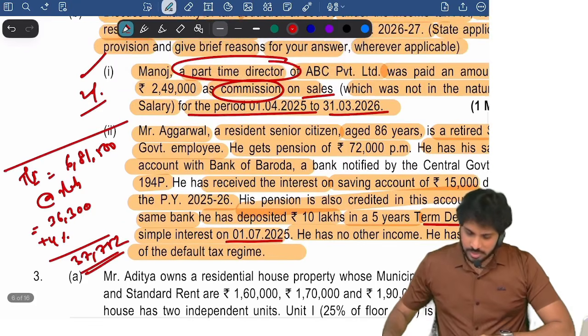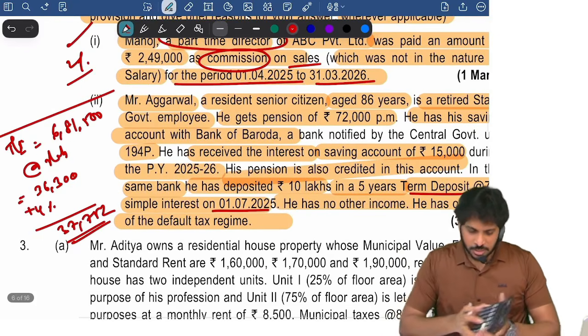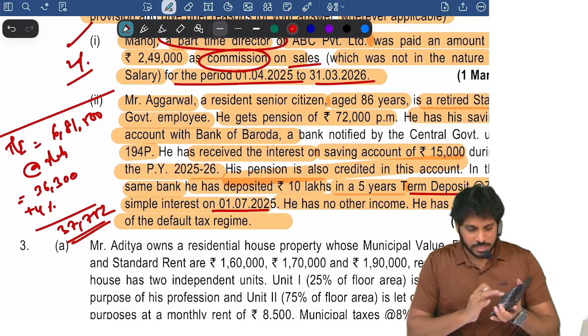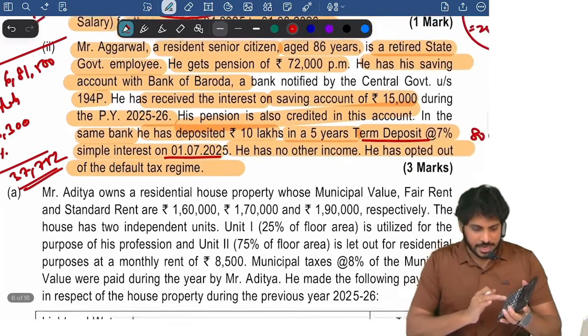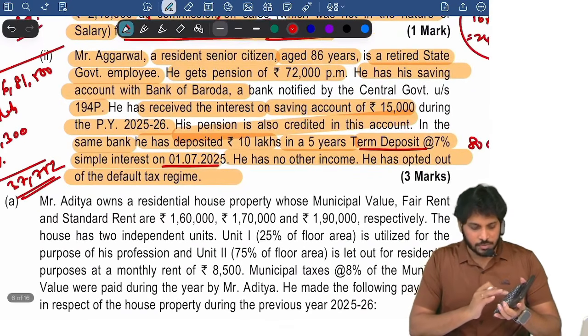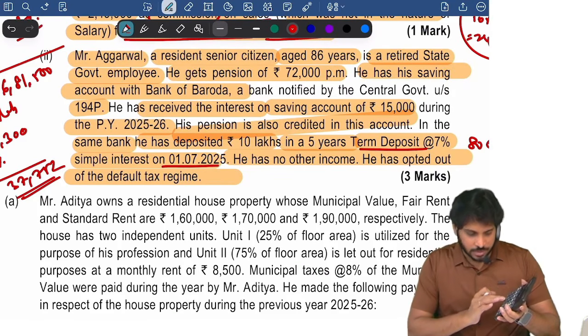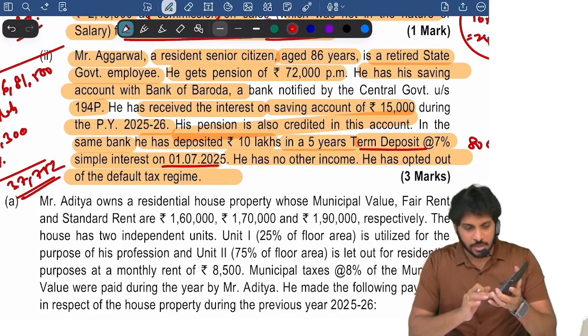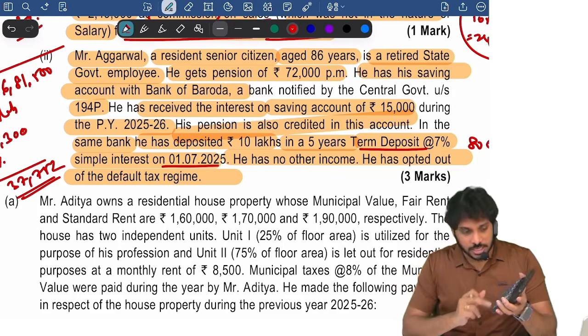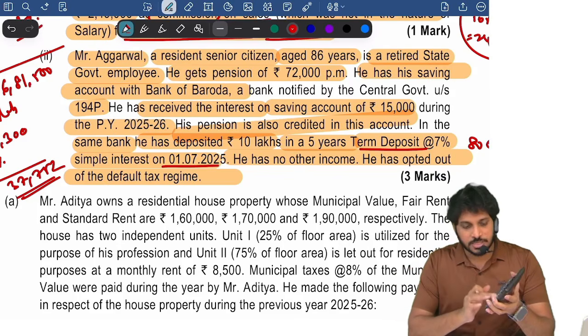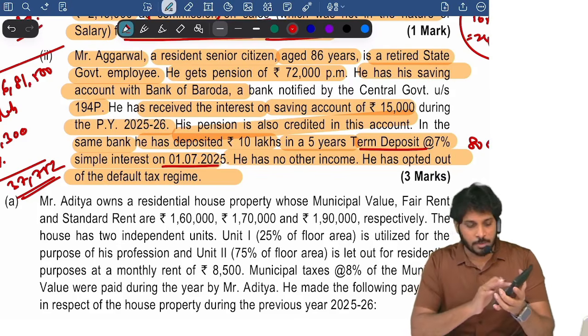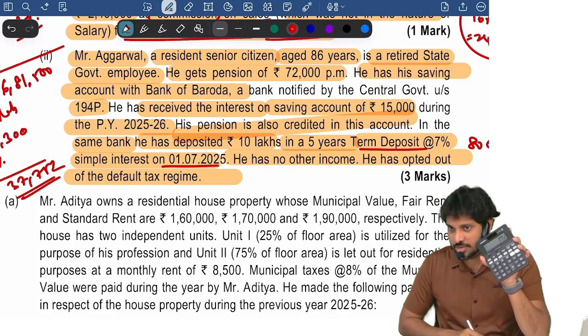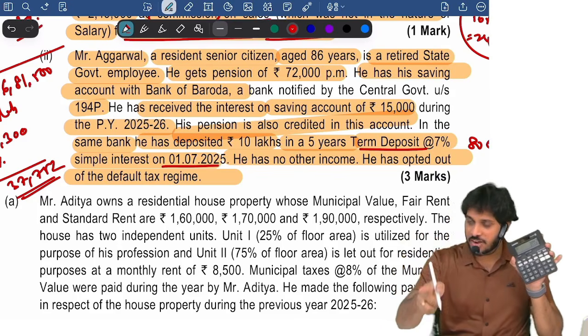You understood how I computed everything? Pension 72,000 into 12 months minus 50,000 standard deduction plus savings interest 15,000. Now the 10 lakhs FD is there from 1st July, so 9 by 12 into the rate of interest, 7%. So FD interest is 52,500. Gross total income 8,81,500 minus 50,000 80TTB minus 1,50,000 for the 5-year term deposit, reduction 6,81,000, minus 5 lakhs basic exemption, into 20%, 36,400, plus 4%, 37,750 TDS under 194P, and he's exempted from filing IT return.